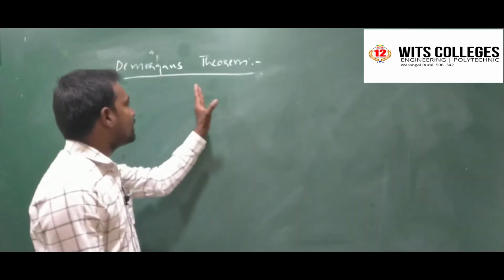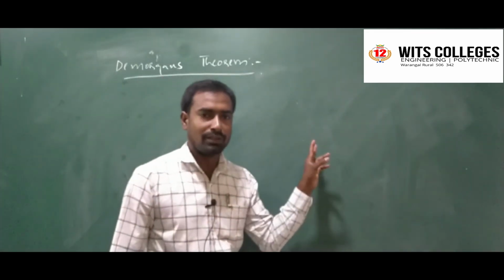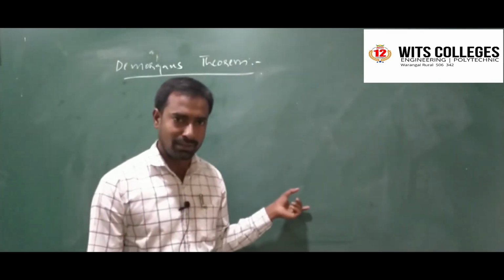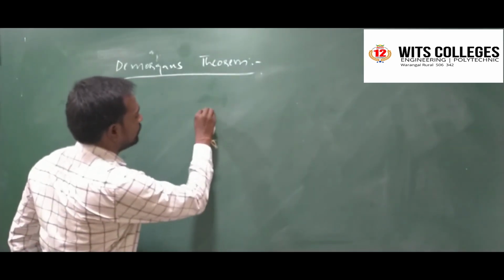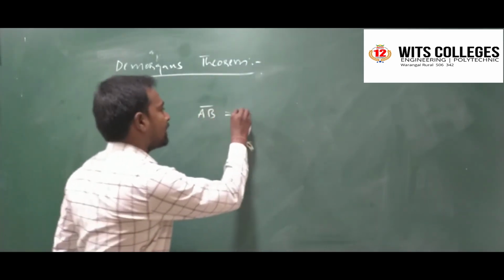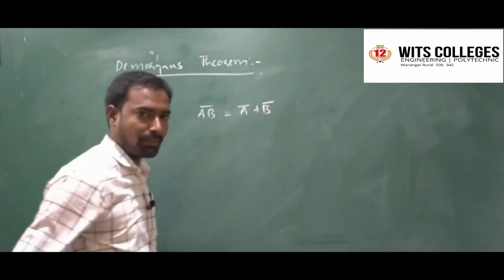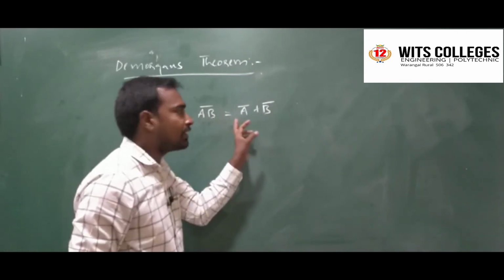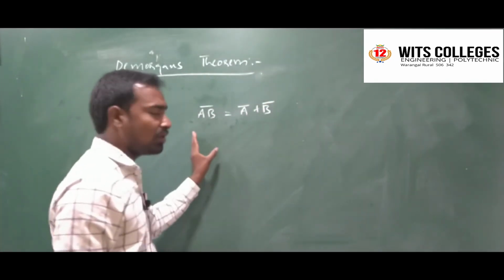Here we have De Morgan's theorem. We have two De Morgan's theorems that play the main role in simplifying Boolean expressions. The first one is A into B whole bar, which can be written as A bar plus B bar. The complement of the product is equal to the sum of the complements. So this is the first De Morgan's theorem.